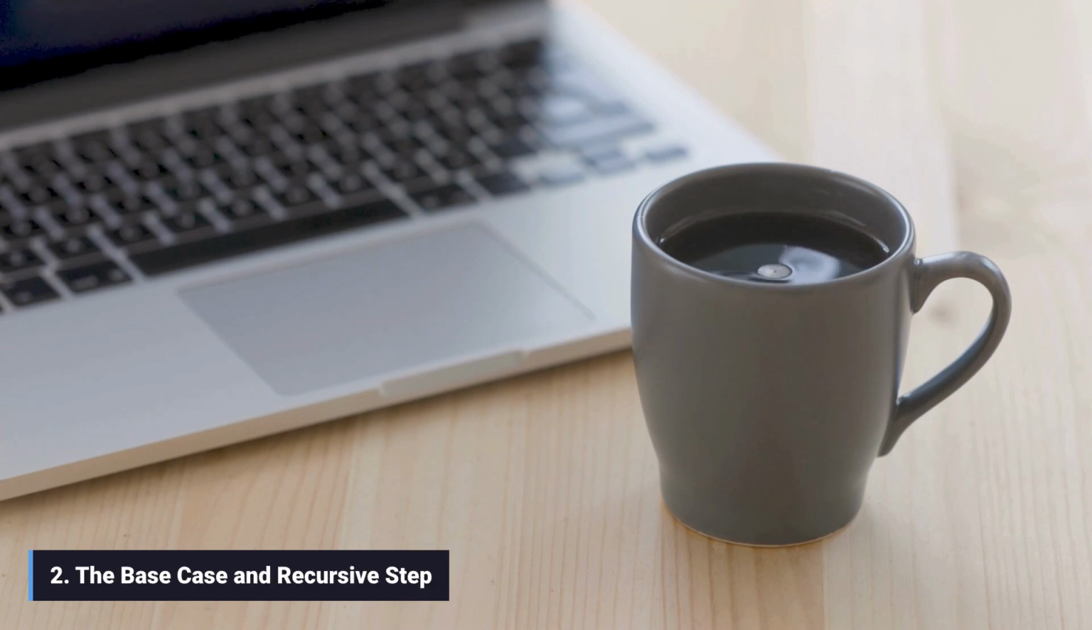2. The base case and recursive step. For the factorial function, the base case is simple. The factorial of 0 or 1 is 1. This is where the recursion stops. The recursive step is the formula itself, the current number multiplied by the factorial of the next smaller number.